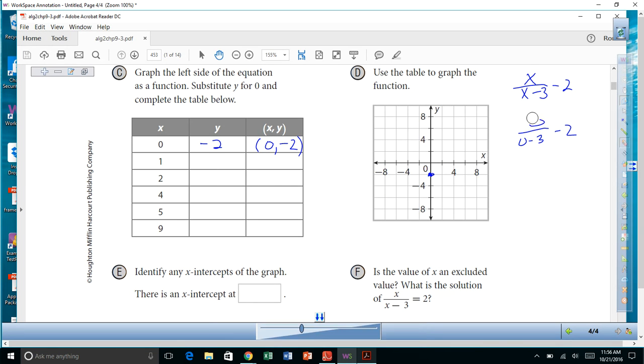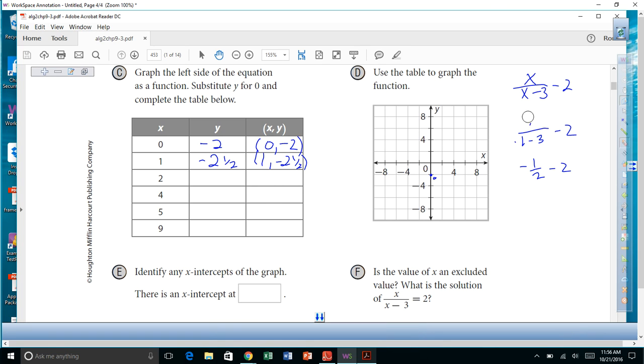Now let's put a 1 in there. So you get 1 divided by 1 minus 3. Well, 1 minus 3 is negative 2. So that gives you negative 1/2 minus 2, and that's going to give you negative 2 and 1/2. So we have 1, negative 2 and 1/2. That's going to be right about in there.